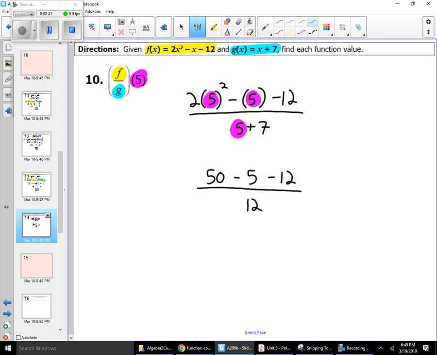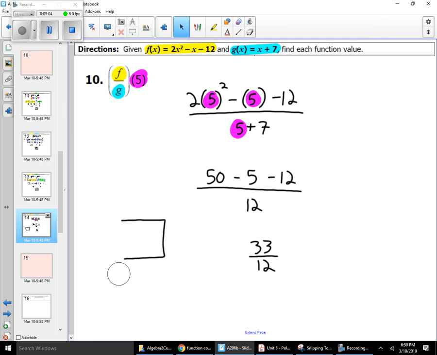So let's clean up that numerator a little bit. We still have a 50, take away 5, which is 45. And 45 minus 12 will be 33. You can go ahead and throw that in your calculator to double check. Your calculator will be able to simplify this fraction for you. Note that both 33 and 12 have a factor of 3 in common. 33 divided by 3 is 11, and 12 divided by 3 is 4. So there we have a fully simplified, fully reduced answer.